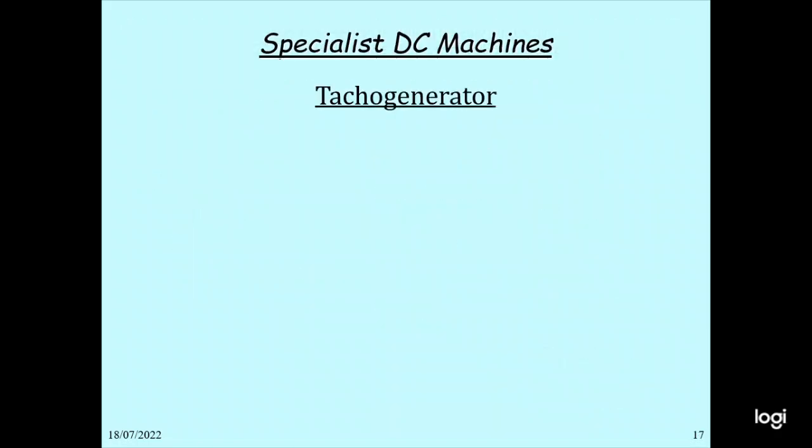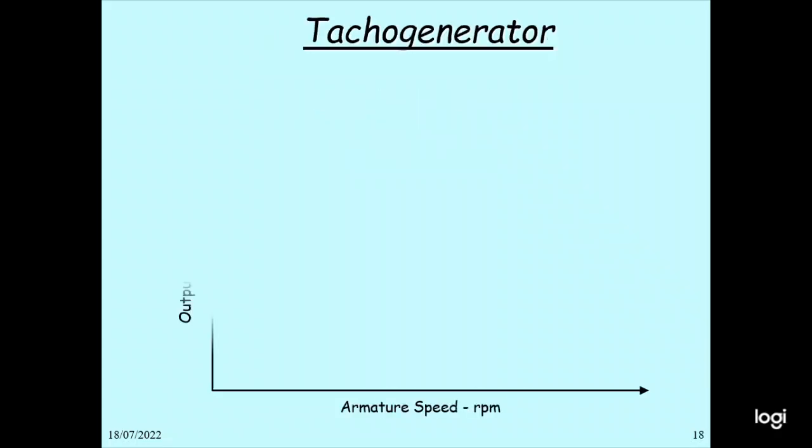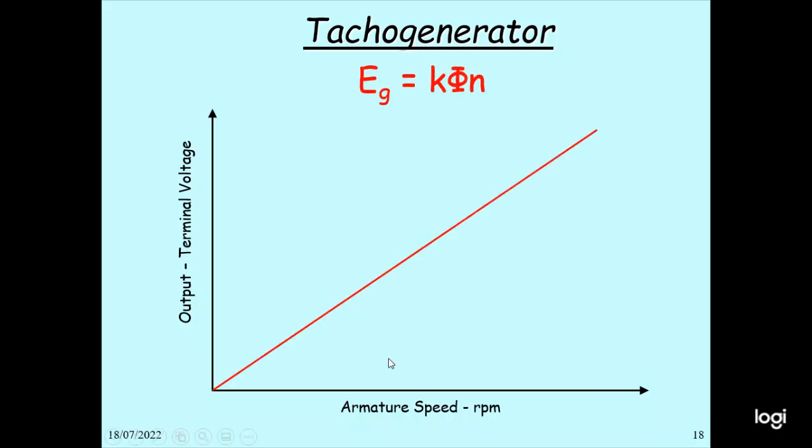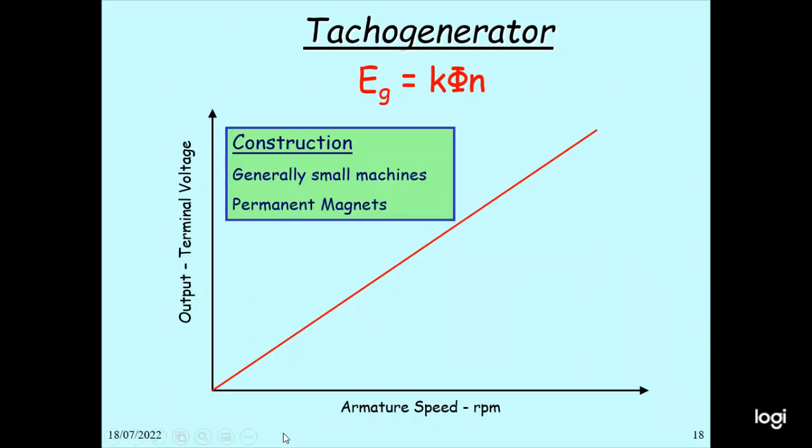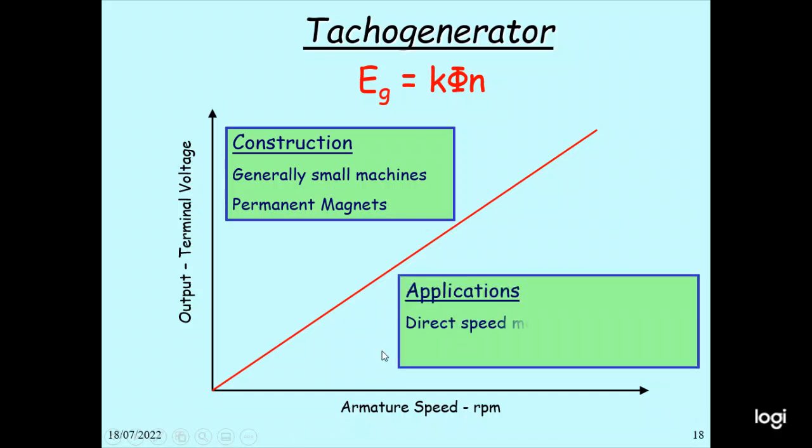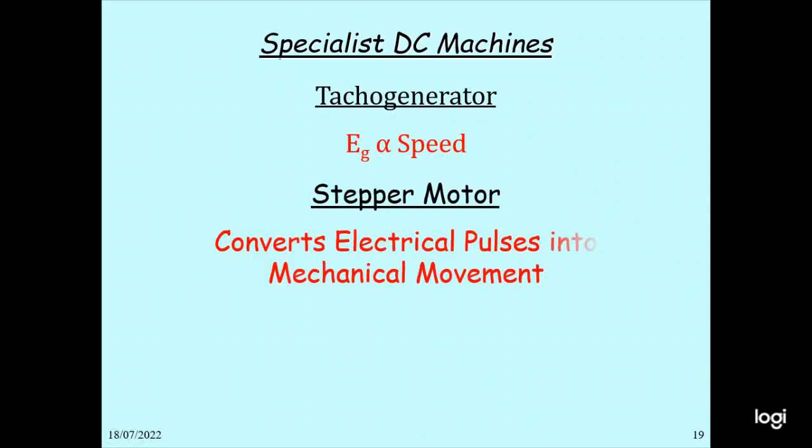Among the specialist DC machines, we can see that tacho generators are directly proportional to the speed. A tacho generator has an armature speed and an output terminal voltage. The equation is EG equals K times phi times omega, so the higher the armature speed, the higher the output terminal voltage. This construction is generally used for small machines and also permanent magnet types. The applications are direct speed measurement and speed sensors in control systems. So the tacho generator's EG is directly proportional to the speed.